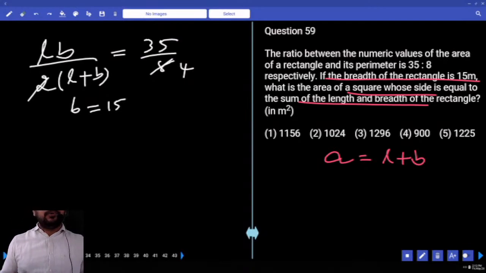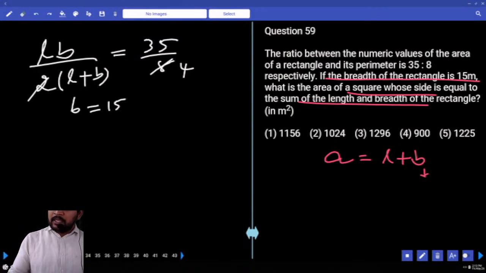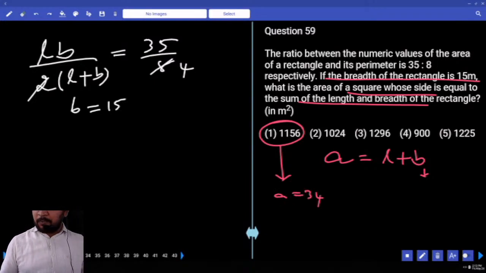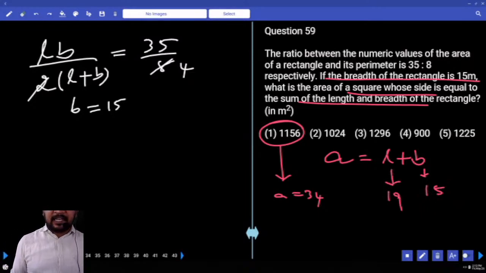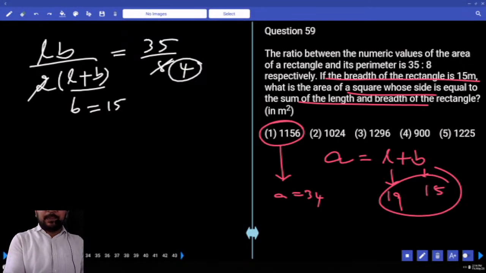But L we don't know, we know only B. Say for example, if I go for area 1156, then the side is 34. If the side is 34 and B is already 15, then L is 19. 19 plus 15 is 34. But if you observe, 34 is not a multiple of 4, and L plus B should be a multiple of 4. So your answer is not 1156.